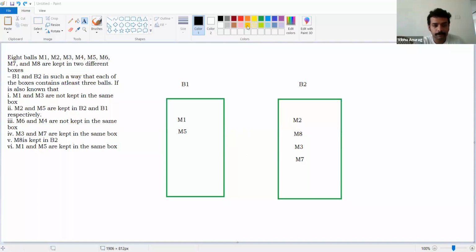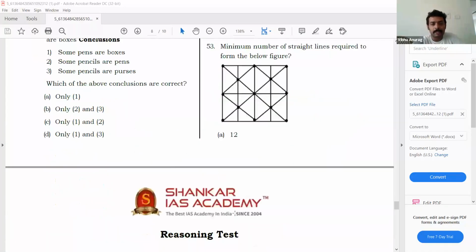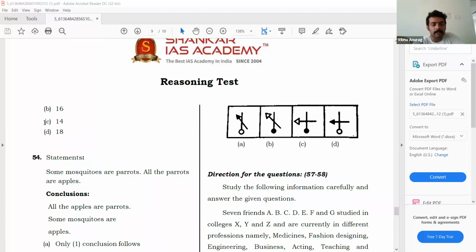Okay, let's move on. Question number 53. Minimum number of straight lines required to form the figure below. So you see here, you have 3 horizontal lines. You have 1, 2, 3, 4, 5 vertical lines. 3 plus 5 is 8. You have these 2 long diagonals. So 8 plus 2 is 10. And then you have these 4 diagonal lines to form the kite. So 10 plus 4 is 14. You need 14 lines. So C will be the answer.